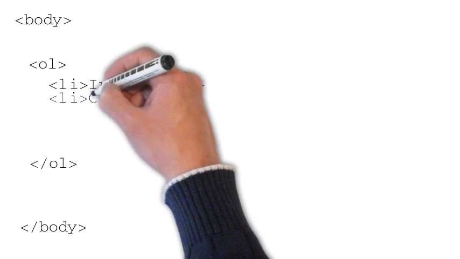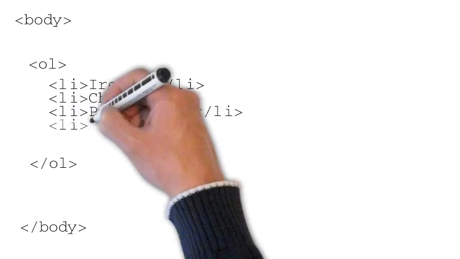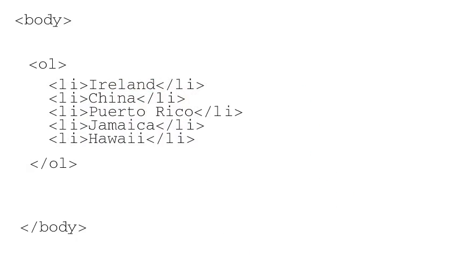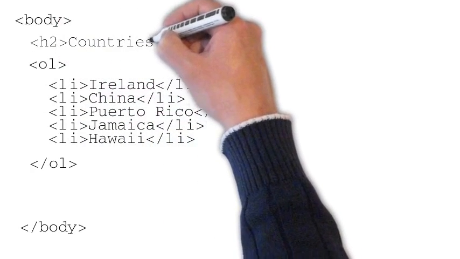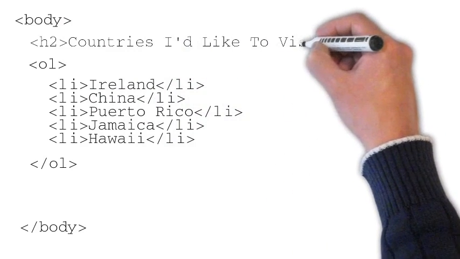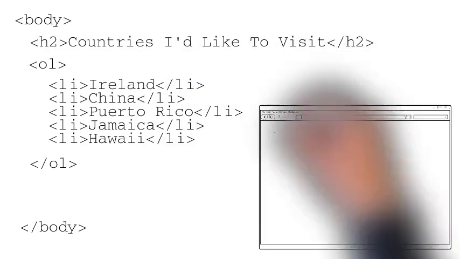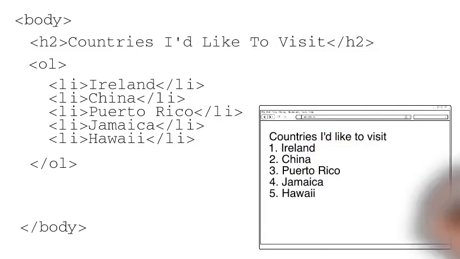Next, I'm going to put in all of my list items the same way I did before, with an LI in front of each item and a /LI afterwards, opening and closing the tag for each list item. And of course, I remember that my list needs a title, so I'm going to add a title that says countries I'd like to visit, and I'll give it an H2 tag at the front and a /H2 at the end. The only thing left is to save the file, then refresh the browser window, and it should now put out my list with my title of the countries I'd like to visit.